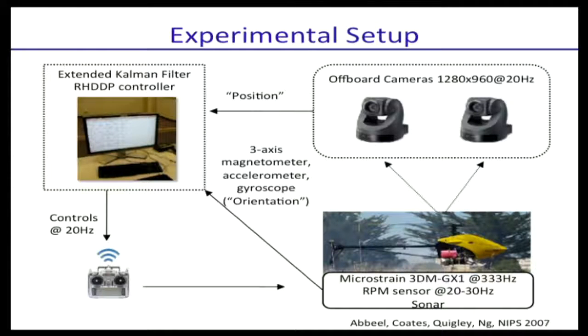Our helicopter has some sensing on board: gyroscopes, accelerometers, magnetometer. This gives you effectively a noisy version of orientation, as well as angular rates. Then this goes into an extended Kalman filter together with cameras that are looking at the helicopter. So it's like a home-built Vicon system where you have cameras looking up at the helicopter. Then, after some computation, we use receding horizon differential dynamic programming. I think you covered that in the 3rd or 4th lecture here.